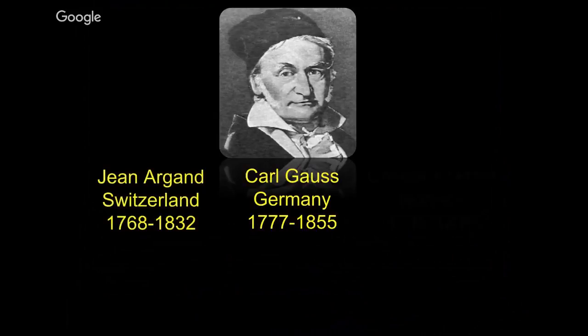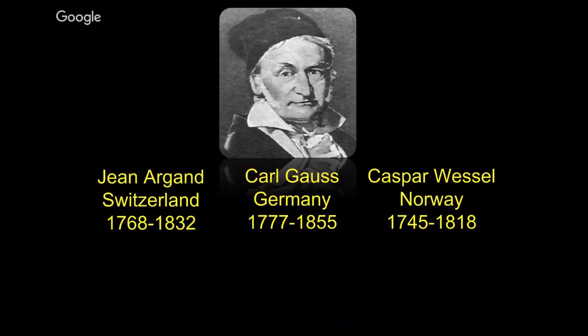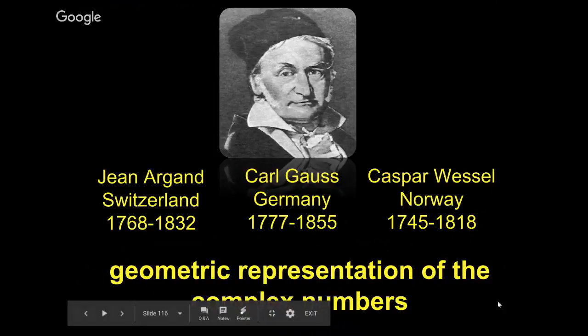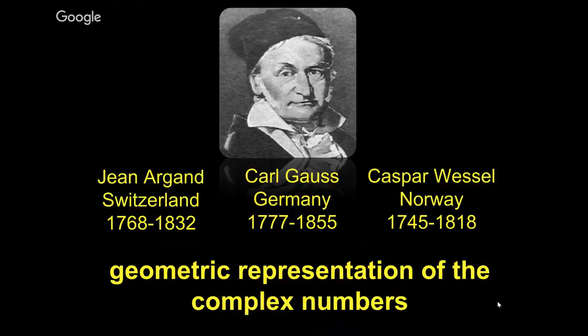Carl Gauss and these other two gentlemen I don't have a picture of, Argand and Wessel, all came up with something called geometric representation of the complex numbers, which, by the way, has something to do with game technology, electronic games.